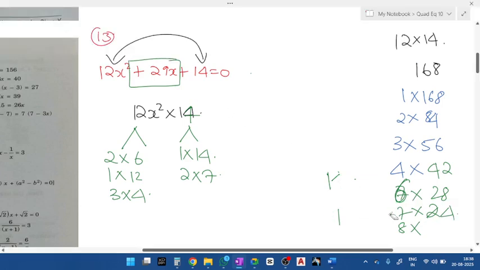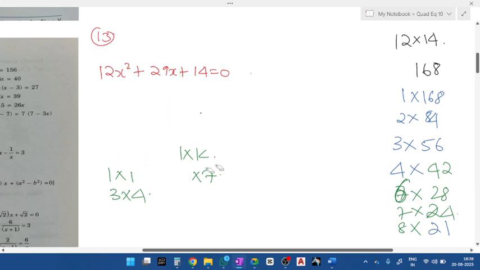Next, what about 8, students? 8 into how many times? 8 into 21. Add and subtract. If you add, are we getting 29? 8 and 21, right? Okay, Joanna, did you understand? Can you tell me what logic we have applied here? Tell me what we have understood.